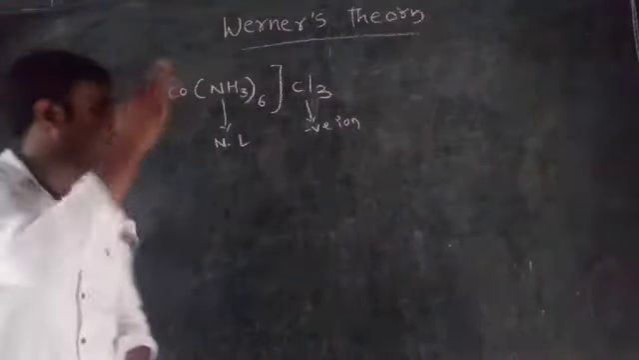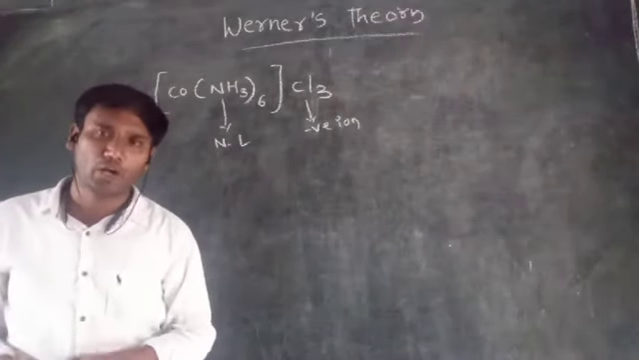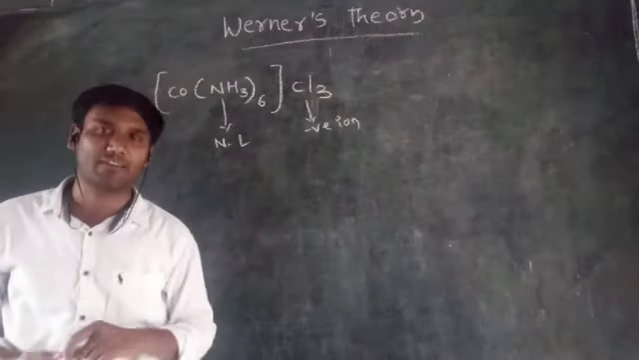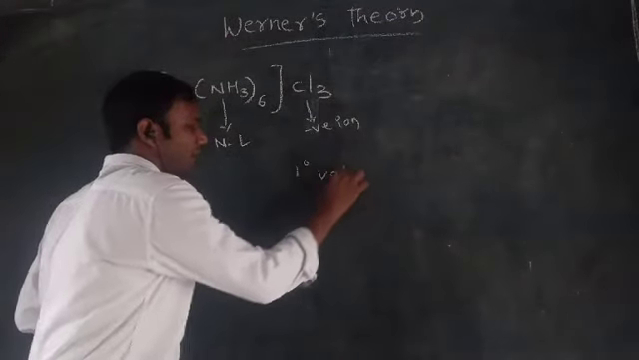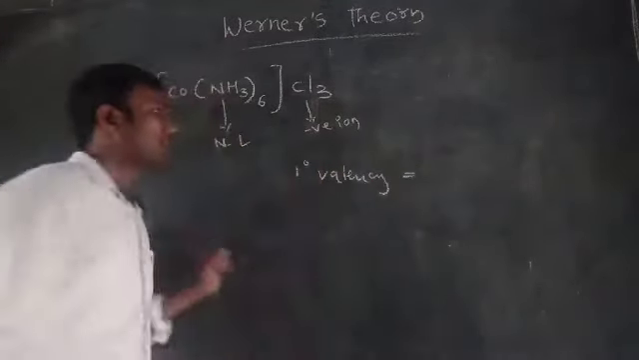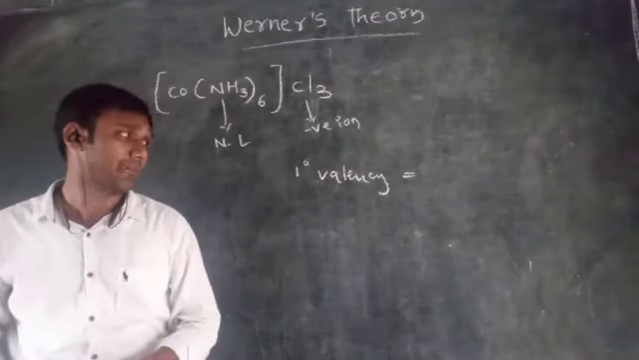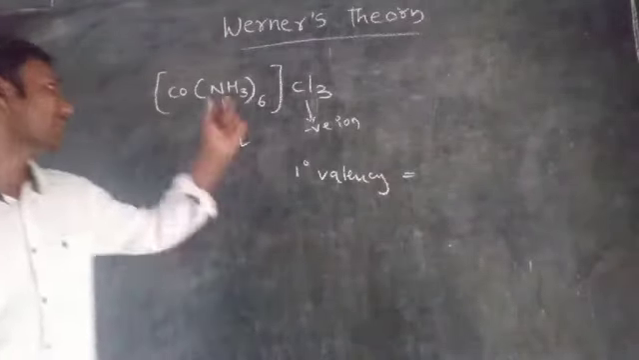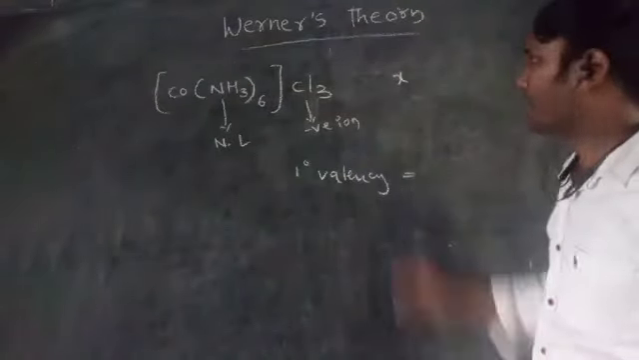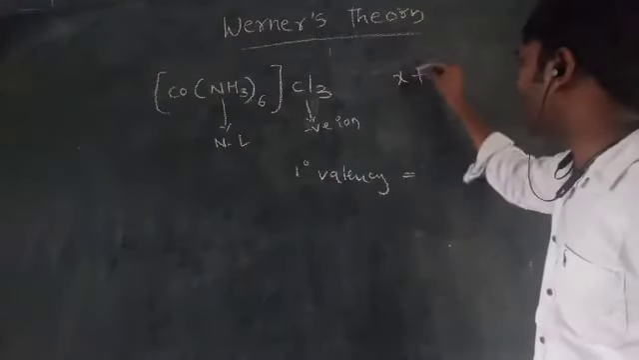Now, in this complex, we have to identify the primary valency and the secondary valency. Just now we discussed that the primary valency represents the charge on the central metal atom. How can you identify the charge on the central metal atom? If you don't know it, take the charge as x plus. The ligand is a neutral ligand, so its charge is 0.